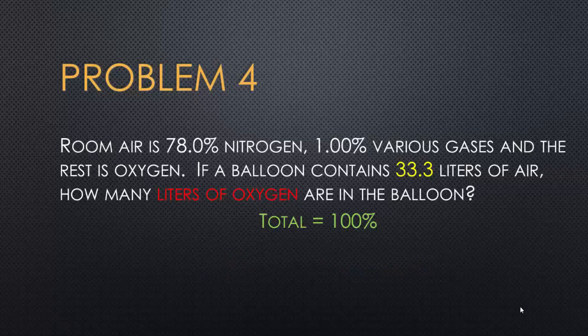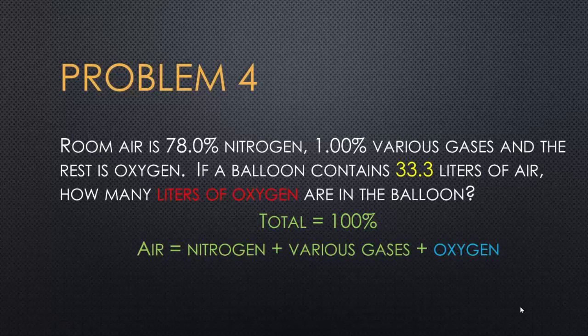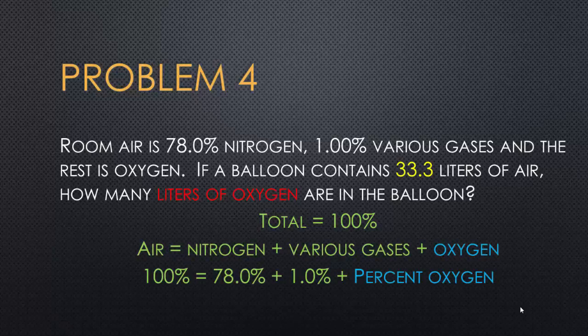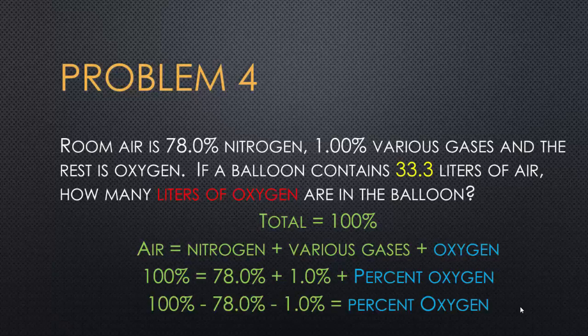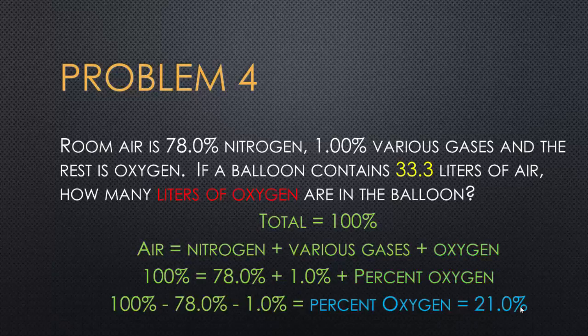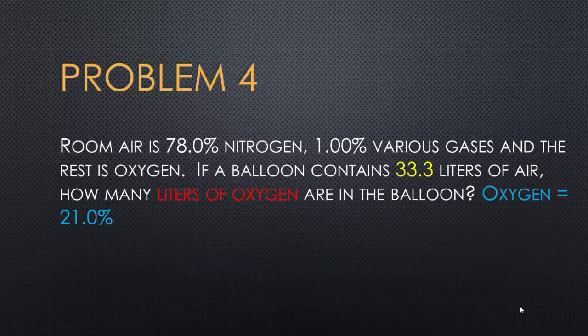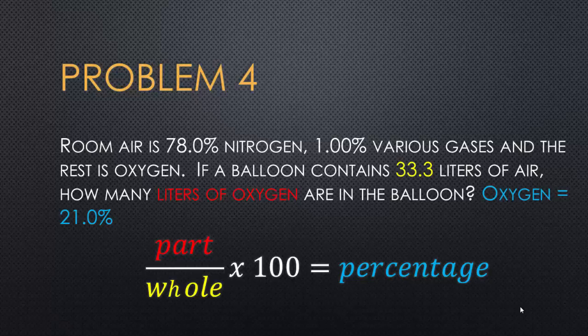Remember, when you add up all of the percentages of the parts, they must equal 100%. So air is made up of nitrogen, various gases, and oxygen. So 100% of the air is made up of 78% nitrogen, 1% various gases, and then whatever the percentage of oxygen is. So 100 minus 78 minus 1 will be the percentage of oxygen. So oxygen must make up 21% of room air. That means that now we can change the problem just a little bit, or the wording, so it looks like this, and now we can plug the values in where they need to go.